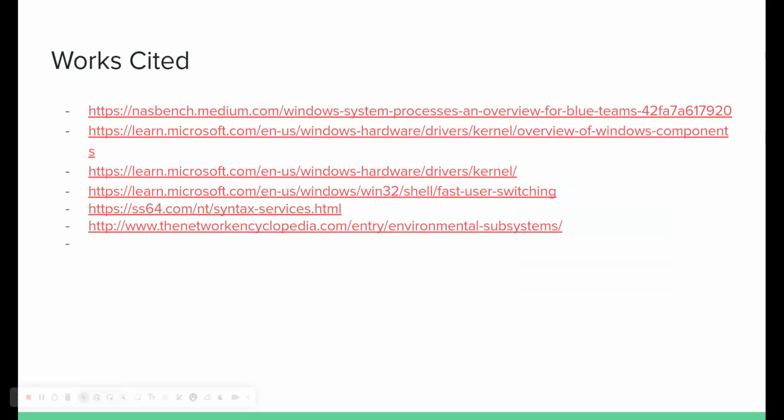So we covered system components, terminal services, and fast user switching, all in the Windows operating system. Thank you.